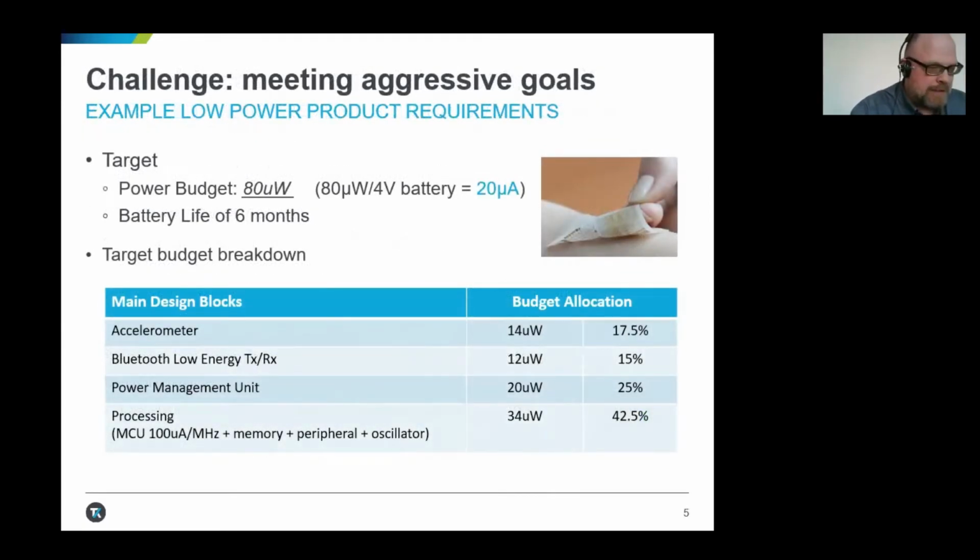For low power devices that must operate a long time on one battery discharge cycle, you are not given a lot of power to work with. In this example, you have a power of only 80 microwatts. Here is an example of how the power might be allocated for a Bluetooth low energy sensing product. These are minuscule power levels. As shown in the upper right, if you're using a 4 volt lithium based battery, your product's average current has to be a tiny 20 microamps.